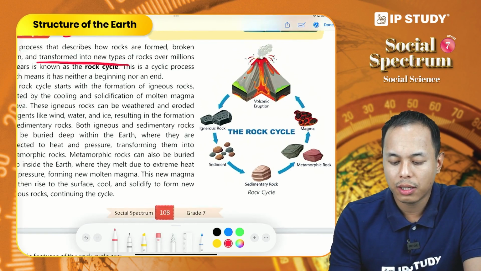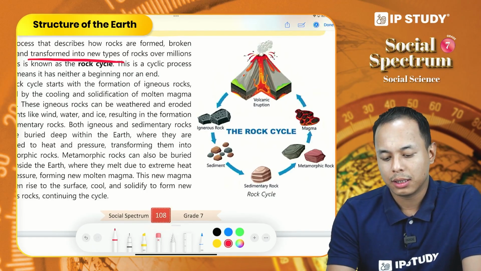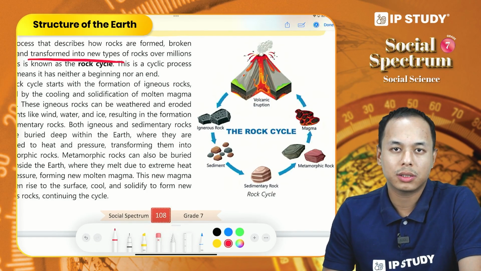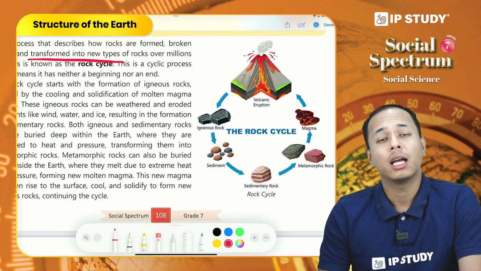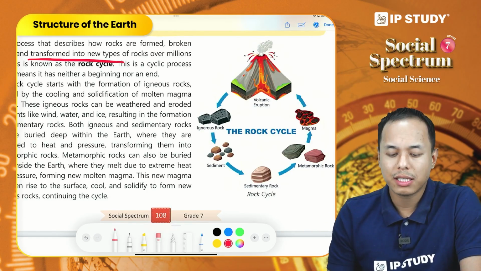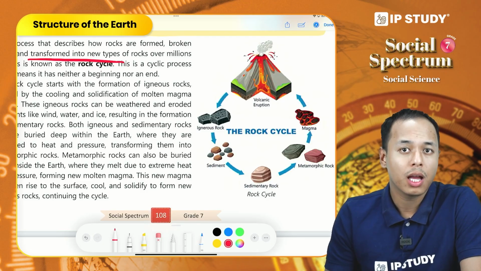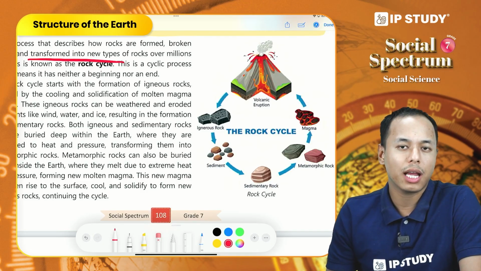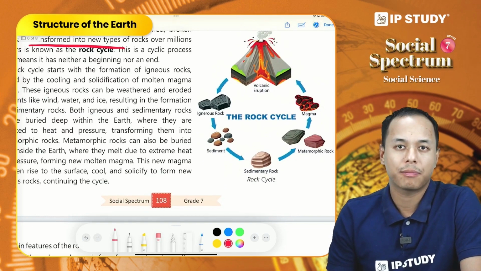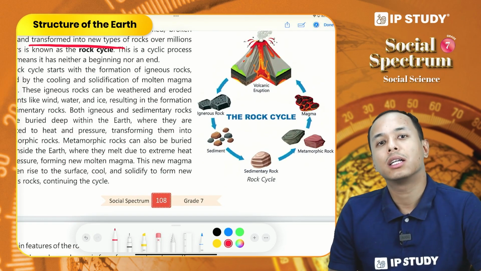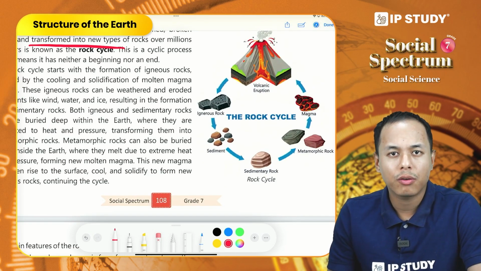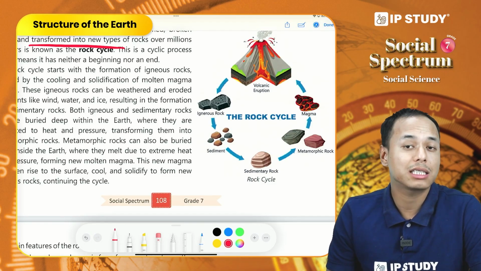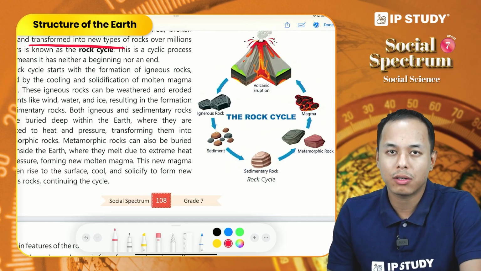If you look at this diagram, there is a volcanic eruption where magma comes onto the Earth's surface, becomes lava, and this lava cools down, solidifies and forms igneous rock. And this igneous rock again changes due to weathering and erosion and forms sediments. These sediments are transported and deposited somewhere, where layer by layer these sediments get cemented and form sedimentary rocks.